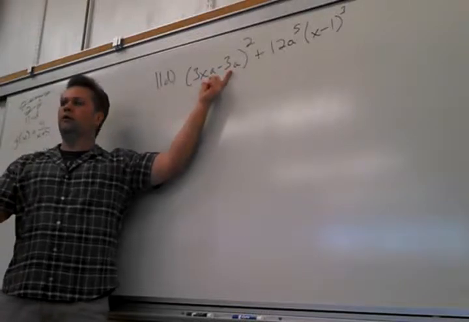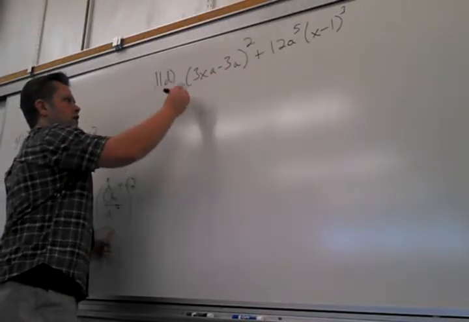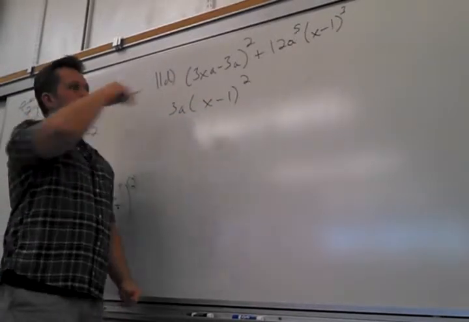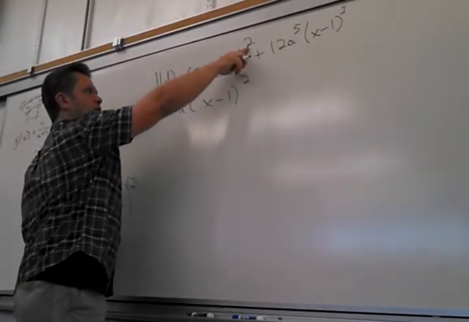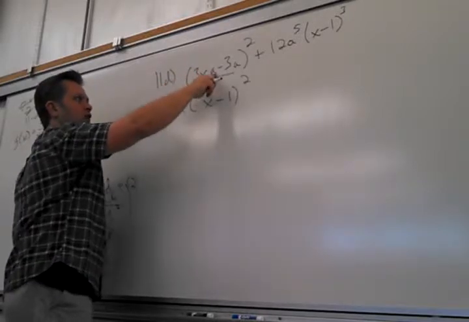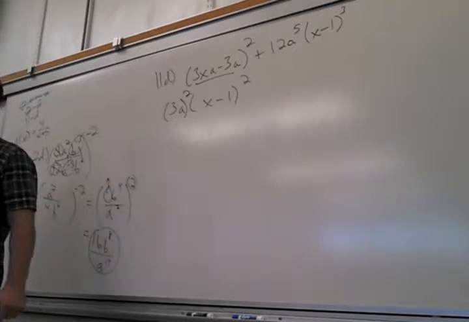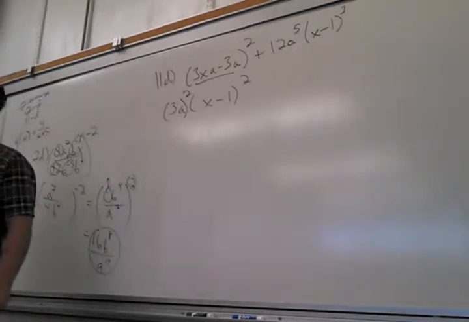I can factor out a 3a. Now, if I do this, it's not right. So I've done something wrong. Because how many of these do I have? 2. So if I take a 3a out on one of them, I better take a 3a out on the other one. I take a 3a squared out.